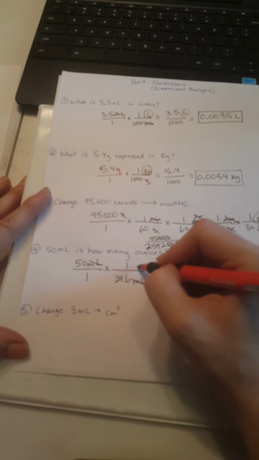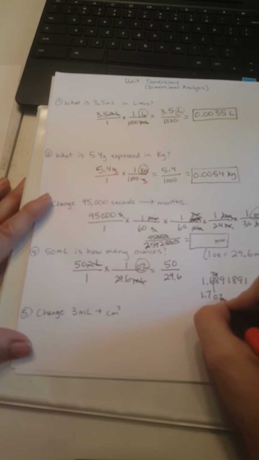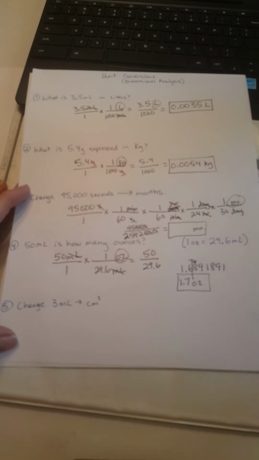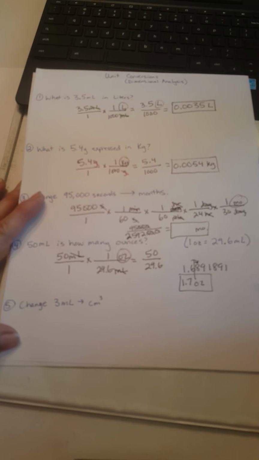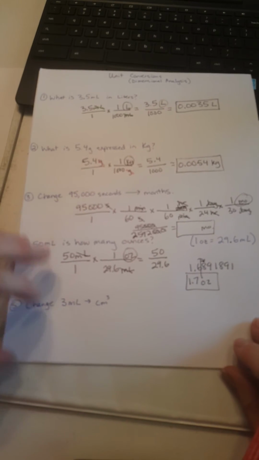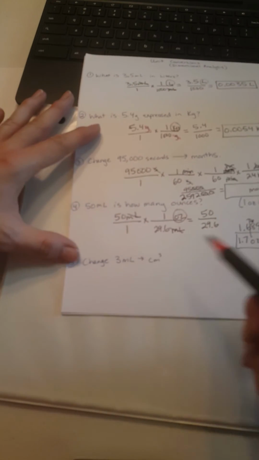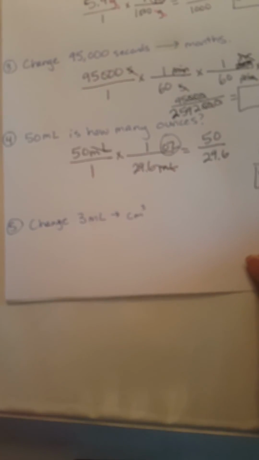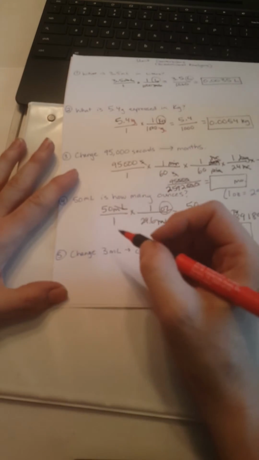So please don't write that whole big long thing that's on your calculator screen. Figure out your sig figs. Which, as I said, is in a different video. Okay, this last one says change 3 milliliters into cubic centimeters, or centimeters to the 3rd power. So, if you remember, 1 milliliter is 1 cubic centimeter.